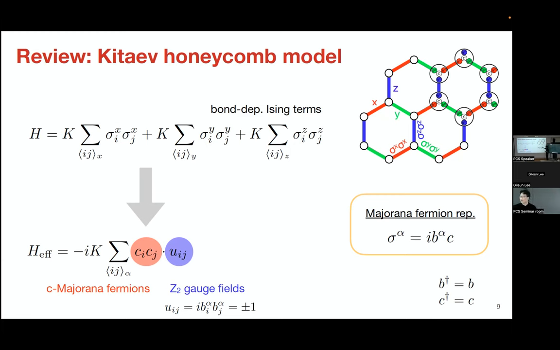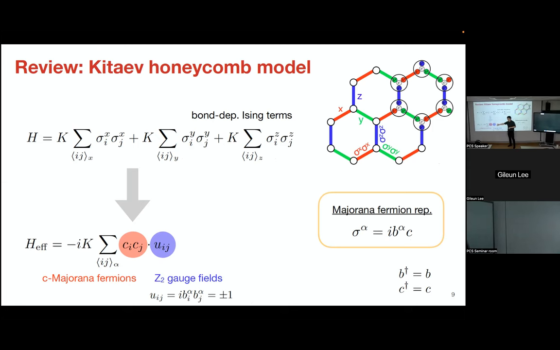With this Majorana representation for spin operators, the original Hamiltonian becomes this effective Majorana Hamiltonian. This Hamiltonian is quite simple because the c Majorana fermion is coupled to this Z2 gauge field. This Z2 gauge field, u_ij, is provided by the b Majorana fermion pair at each nearest neighbor bond. It is basically a classical variable because it commutes with the rest of the Hamiltonian, taking plus one or minus one.